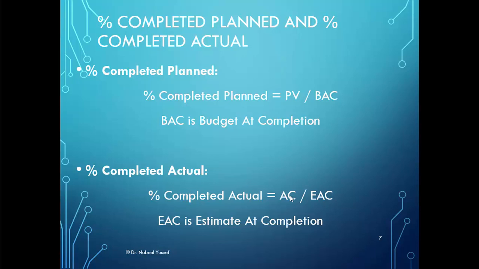The percent complete actual is the percentage of work which was actually completed by the reporting date. This is calculated using the following formula. Percent complete actual is equal to the actual cost divided by the estimate at completion.